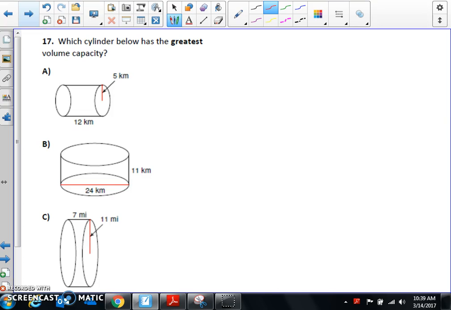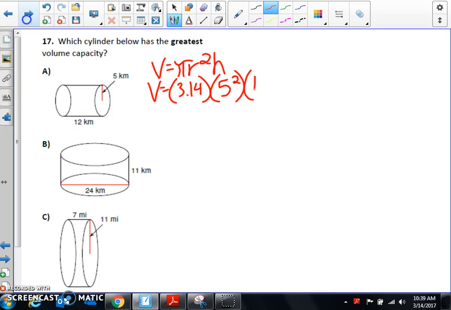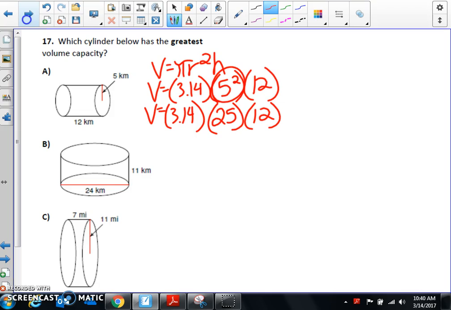Which cylinder below has the greatest volume capacity? Yes, we have to figure out the volume for each one. So let's start with A. Volume equals pi r squared h. Volume equals 3.14. My radius, lucky for us, they gave it to us this time, is 5 squared, and my height is 12. Volume equals, I've got to do 5 squared, which is 5 times 5, so 25. And then I multiply. So 3.14 times 25 times 12 gives me 942. So I'm just going to keep this over here, kilometers cubed.